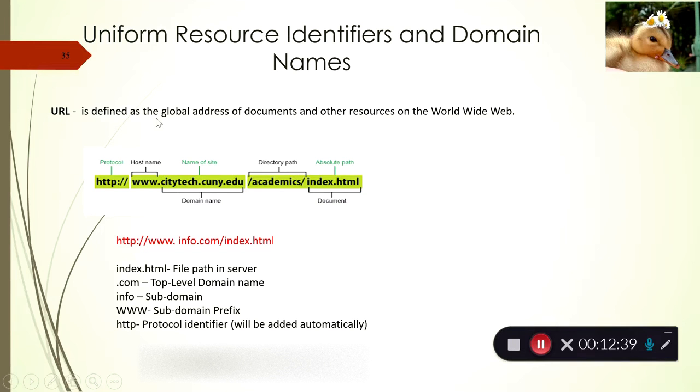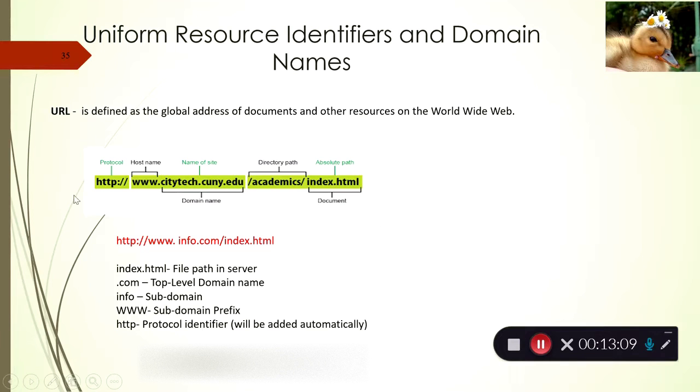So URL is defined as the global address. It's kind of like how each computer is connected to an IP address. Each website has a URL address. So each website access is connected to the URL address. So when you specify this particular URL in the search engine, the server can pick the particular page. It can pick the particular website very easily.